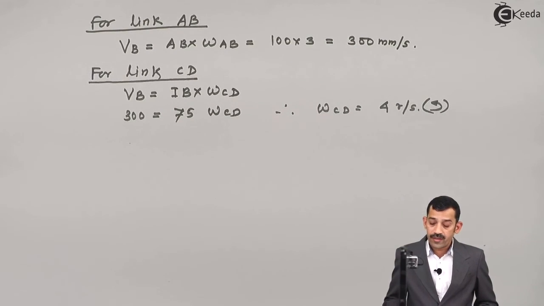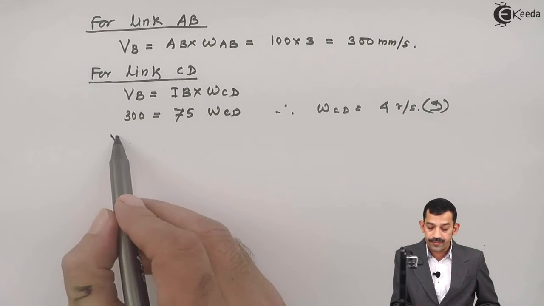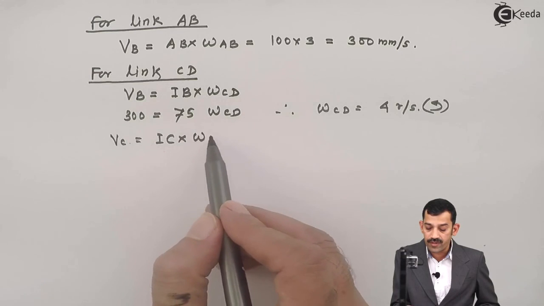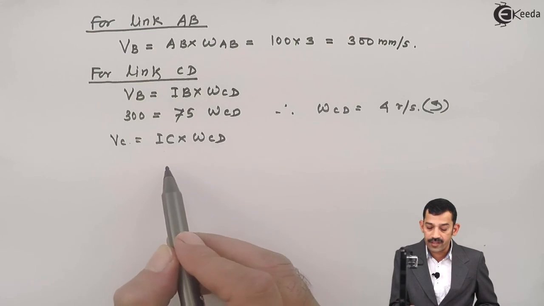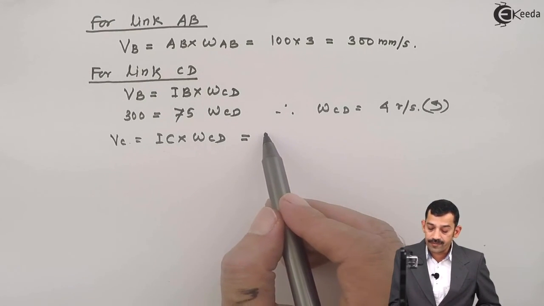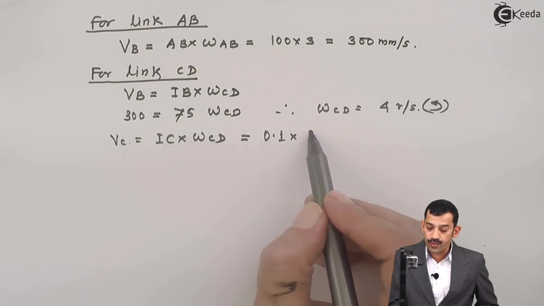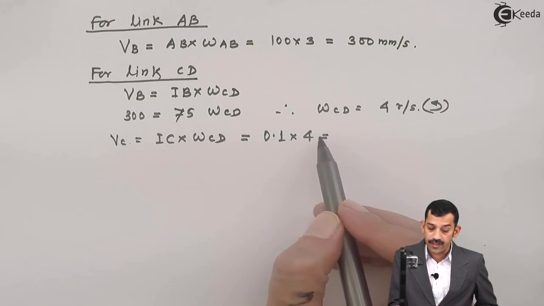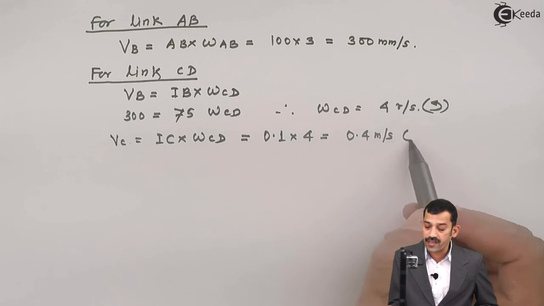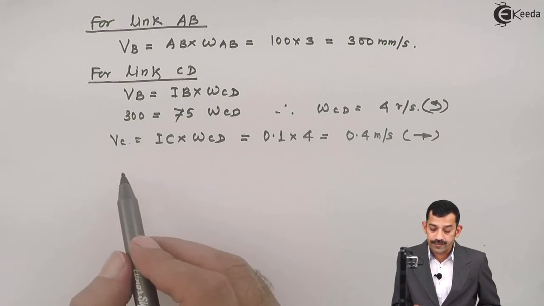Once we get omega CD, VC is again the distance of point C from center of rotation, IC, into omega CD. IC length is 100 mm. If we substitute in meters, it is 0.1 into 4. So VC is 0.4 meters per second, and the direction of this velocity of the slider is rightward.